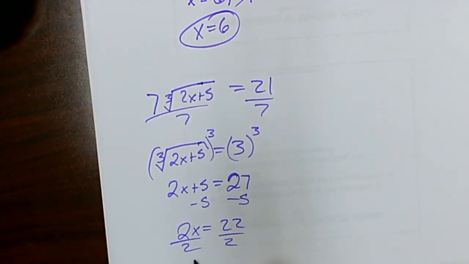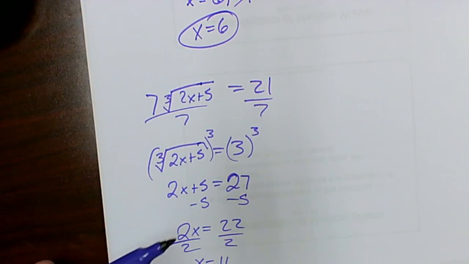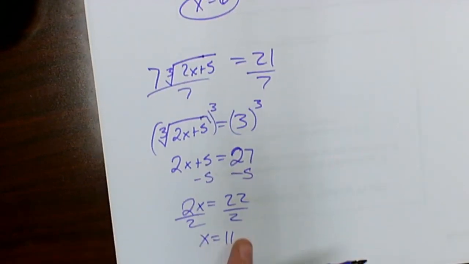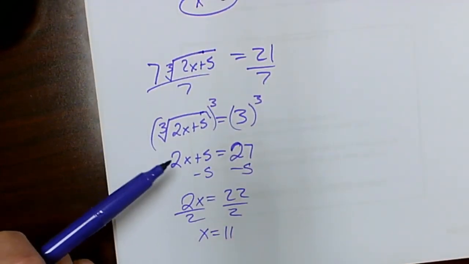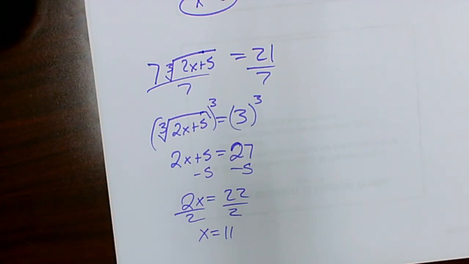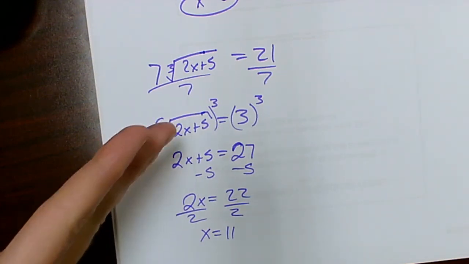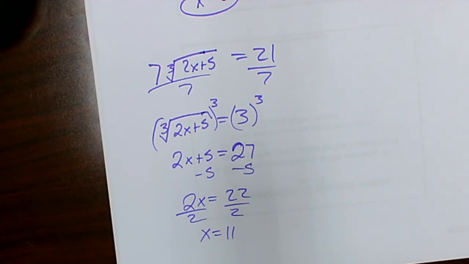Divide by 2. So by the time you get to this point, it will be either a linear equation, or sometimes we'll have a quadratic equation to solve, but after you eliminate that radical, you should be able to work the problem like something you have done before. This will conclude this video.